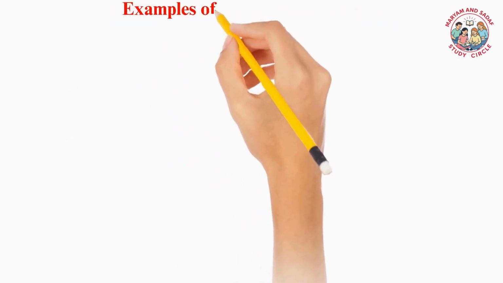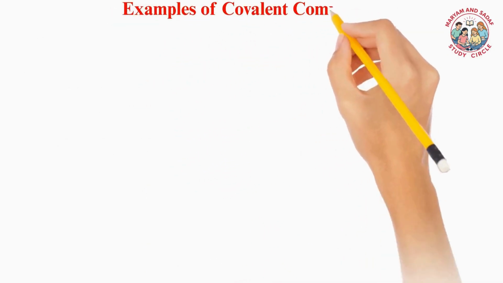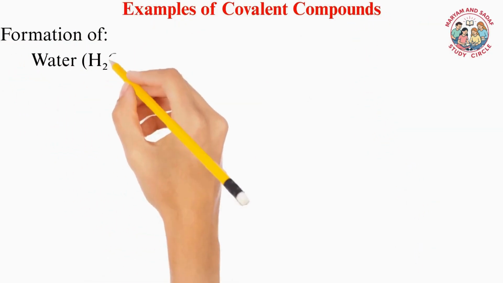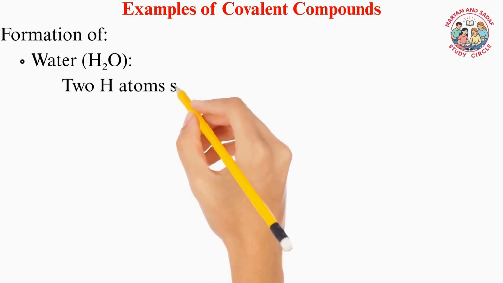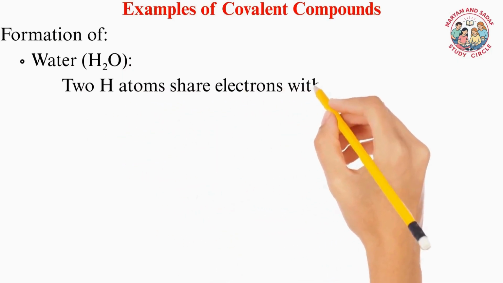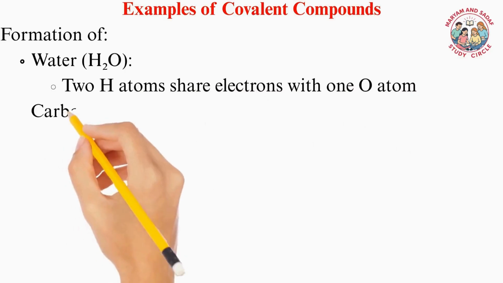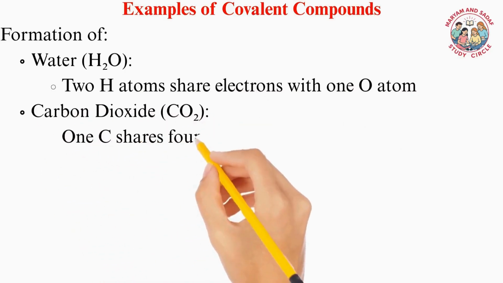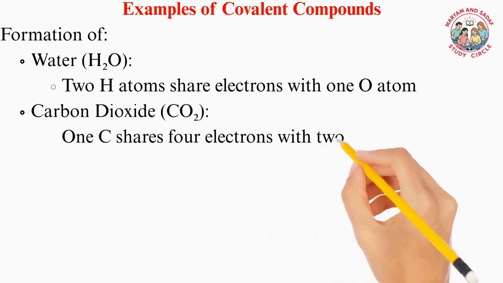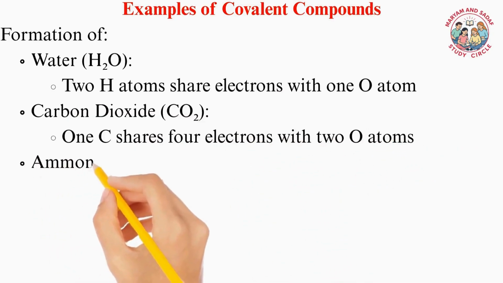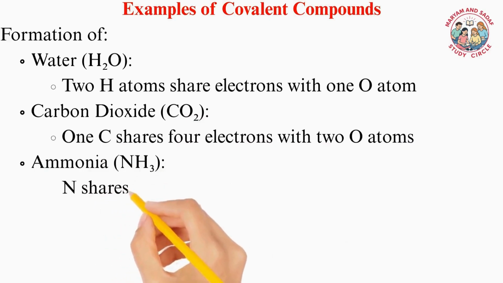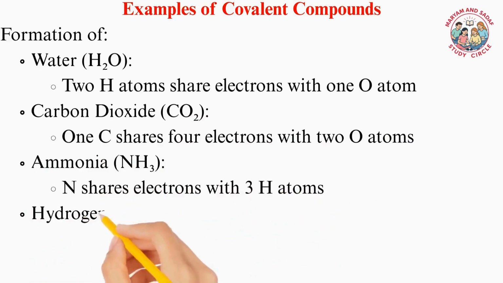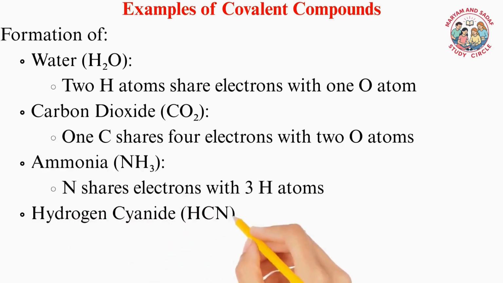Examples of covalent compounds. Formation of a water molecule: in water, two hydrogen atoms share electrons with one oxygen atom. In carbon dioxide, one carbon shares 4 electrons with two oxygen atoms. In ammonia, nitrogen shares electrons with 3 hydrogen atoms. In hydrogen cyanide, there is a triple bond between carbon and nitrogen.